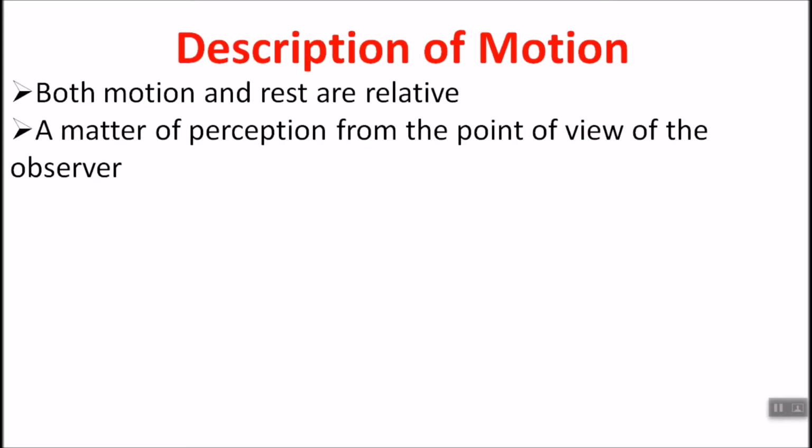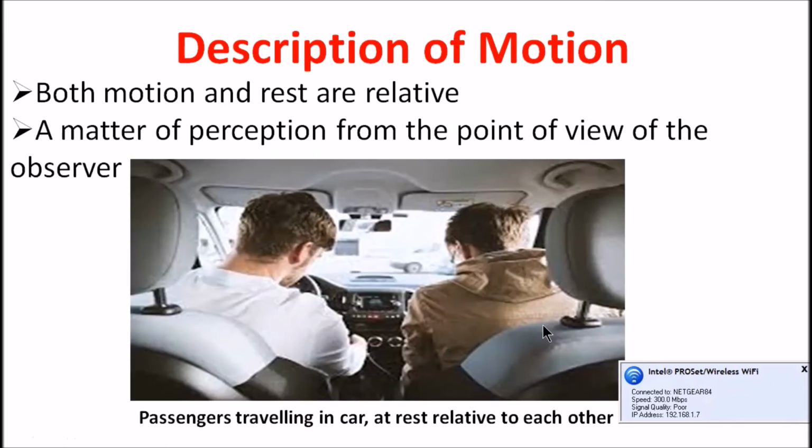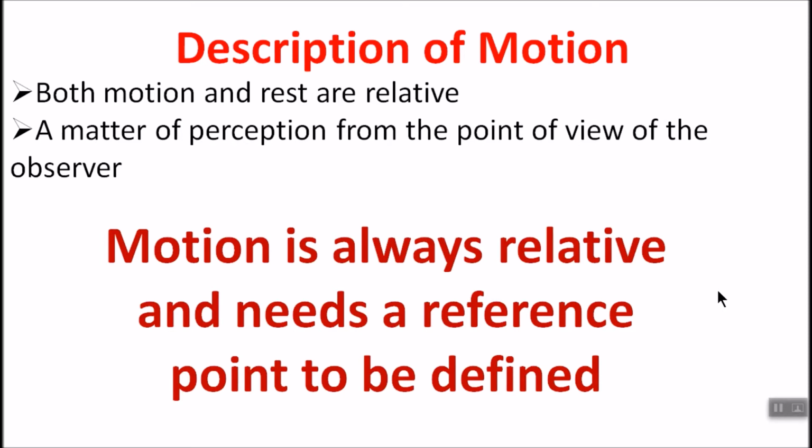Motion and rest both are relative, and this is just a matter of perception from the point of view of the observer. So something can be static with respect to some observer and can be moving with respect to another observer. For example, cars and passengers inside the cars are moving relative to the person standing on the road, while the passengers traveling in the car are at rest relative to each other. They are not moving, while the person standing outside sees them moving. So the motion of these people is just a matter of perception, and it's always relative and needs a reference point to be defined, that is, with respect to what it is moving.